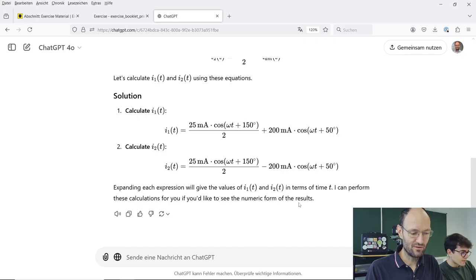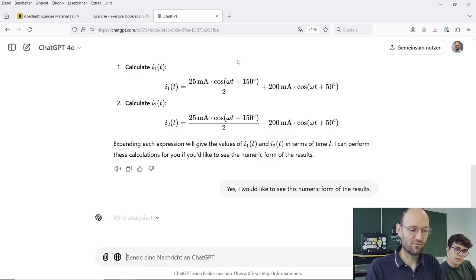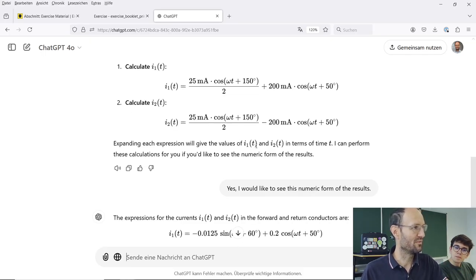I can perform the calculations for you if you would like to see the numeric form of these results, please. Yes, I would like to see this numeric form of the results. Yeah, so from my point of view, of course, you can write it down like this, but then it's not super helpful. And ChatGPT at the moment does not really suggest a good way of going into the frequency domain with this.